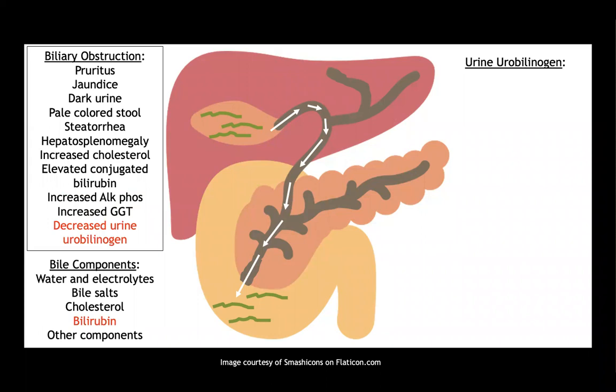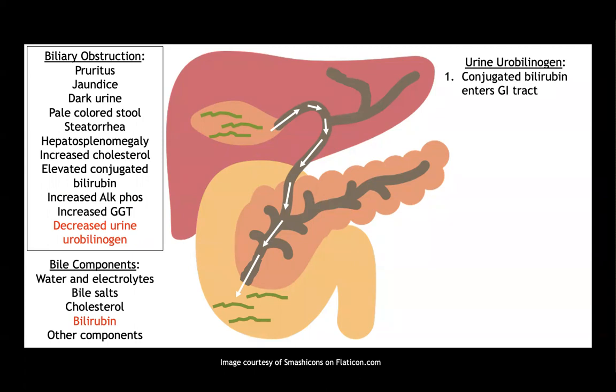Decreased urine urobilinogen. This is one of the more low yield points, but I think it's very easy to understand. So I'm just going to point it out for you. How I think of urobilinogen is as a measure of how much bilirubin is in your gut, in your GI tract.